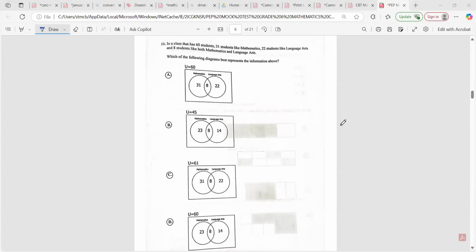In a class that has 60 students, 31 like mathematics, 22 like language arts, 8 students like both mathematics and language arts. Which of the following diagrams best represents the information? Best, B-E-S-T, best. You know, I realize that it's not so hard.